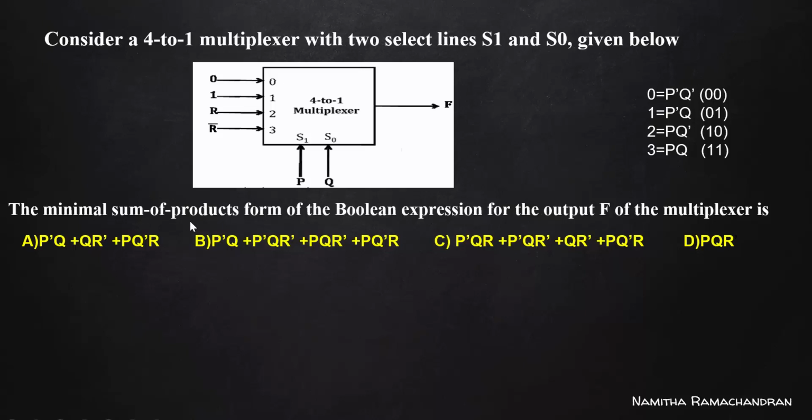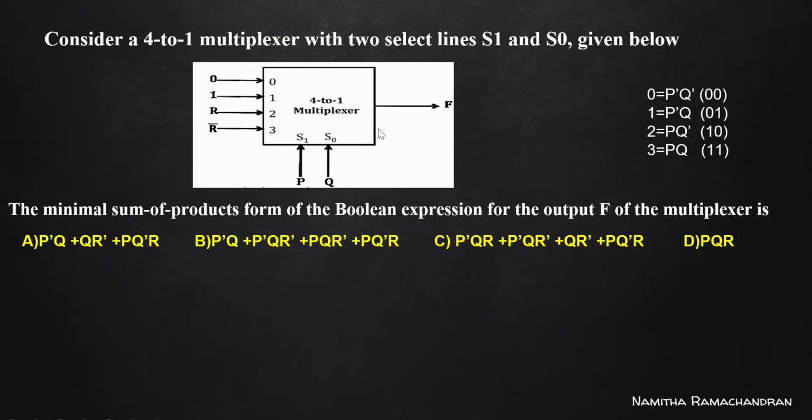Okay, so the minimal sum of product form of the Boolean expression corresponding to this multiplexer, the minimized SOP form, is what we need here. That is the expression corresponding to this output line F that we need to identify. If P and Q, that is S1 and S0, are equal to 0, 0, then this multiplexer connects the 0th input to the output line.